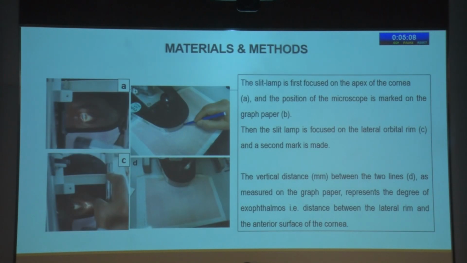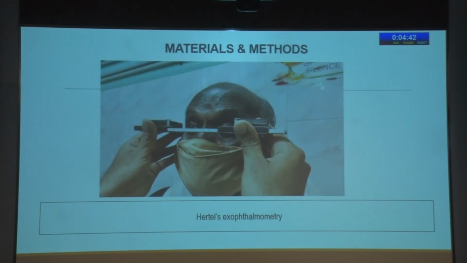So this was the novel method of slit lamp exophthalmometry, where initially the apex of the cornea is focused as shown in figure A, and the initial arc is marked from the base of the slit lamp, following which the lateral orbital rim is localized with the help of a tip of a pin, and the second arc is drawn, and the difference between the two can be measured by counting the number of small boxes between the two arcs as drawn here in figure D. So that is compared with the gold standard of Hertel's exophthalmometry as shown here.